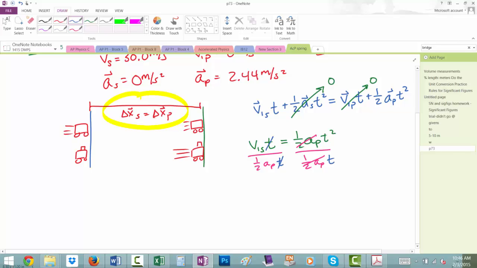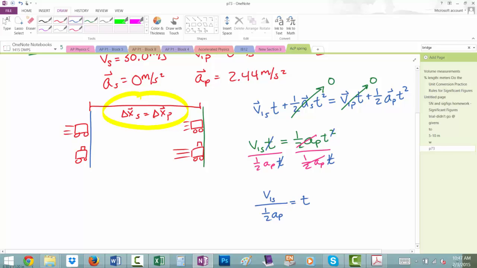So those T's are going to cancel. And I'm left over here with VI for the speeder divided by 1/2 A of the police car is equal to T. And that's kind of nice. Okay? Then you can plug it in. No problem.